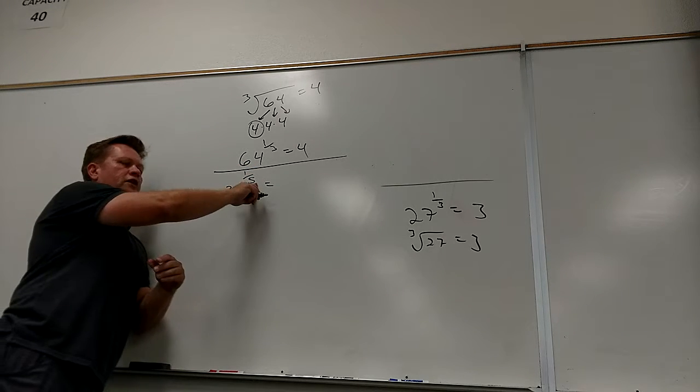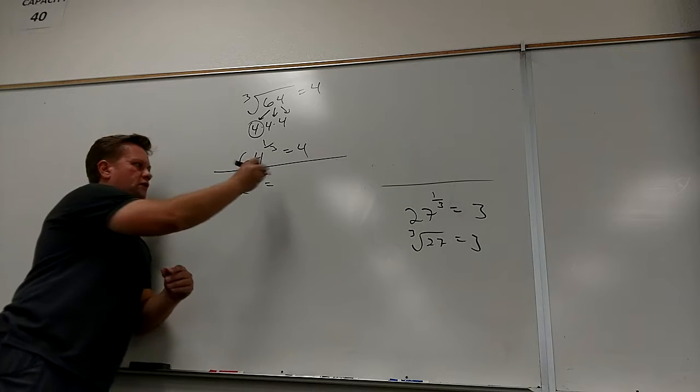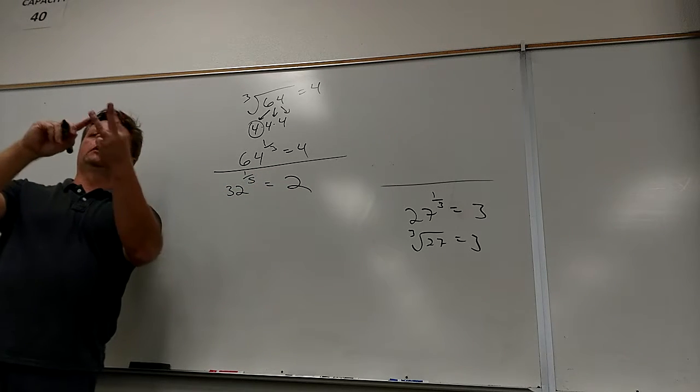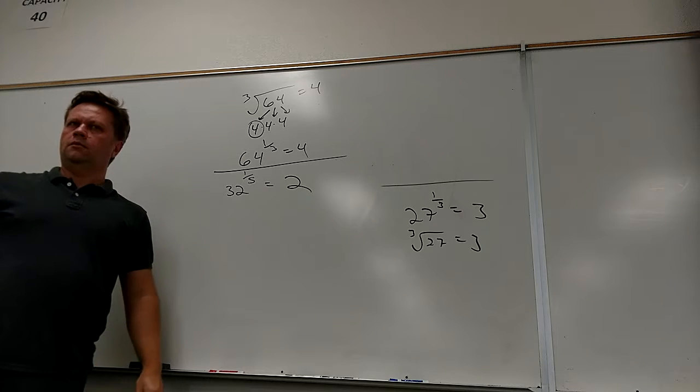Yeah, what does it take 5 of to multiply to be 32? It takes 5 twos. 2 times 2 times 2 times 2 times 2 is 32. Okay, maybe.